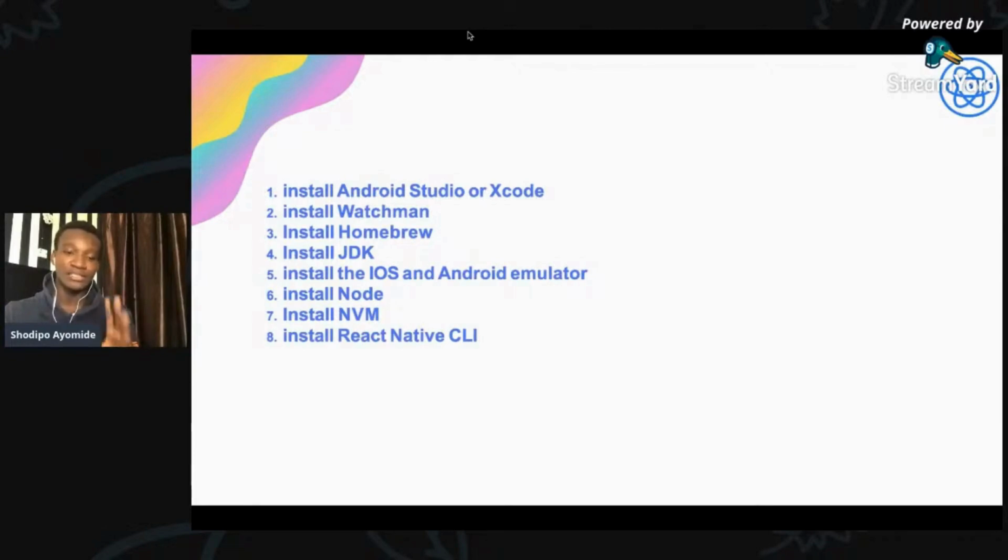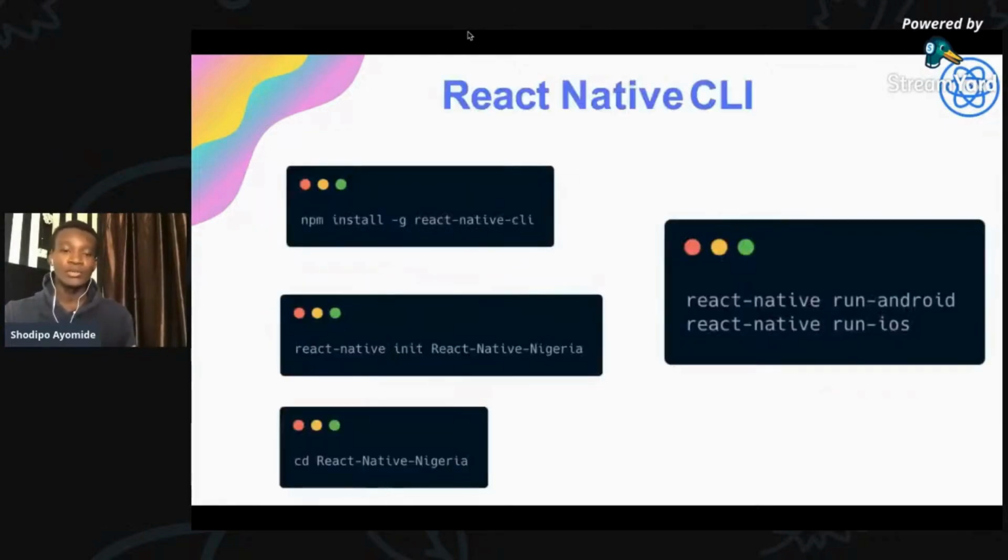After doing all of that, you install React Native CLI. This is all the regular process we all know about, which the last speaker spoke about: npm install global React Native CLI. Then you create a new React Native app using react-native init, React Native Nigeria, that's the name of the project. Then you enter into the directory with cd React Native Nigeria. That's the regular process with everyone who codes already. And then you run the emulator: react-native run-android, react-native run-ios.